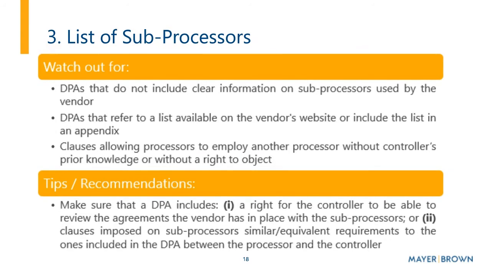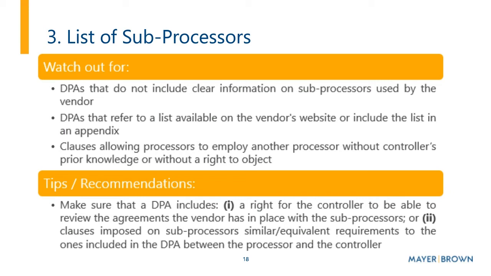So when you are a controller under the GDPR, you are required to conduct due diligence on the subprocessors used by your processor. This is an essential step of your GDPR compliance, and it actually requires organizations that play the role of controller to review who the subprocessors are, to be able to see what is in place, what kind of clauses are in place between processor and subprocessor, and to also object to the use of certain subprocessors.